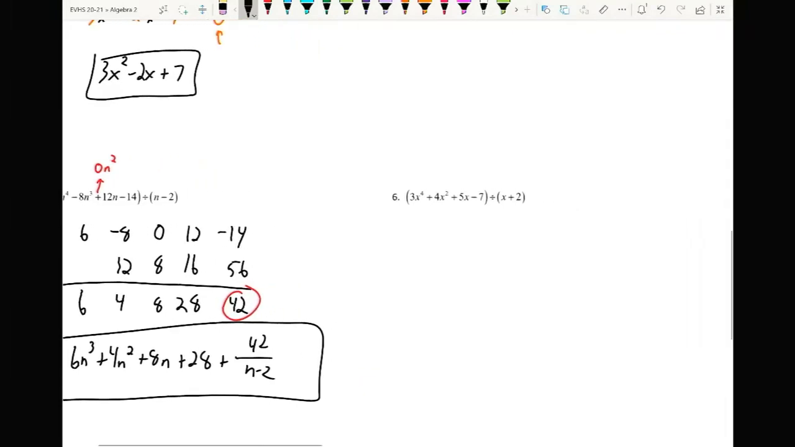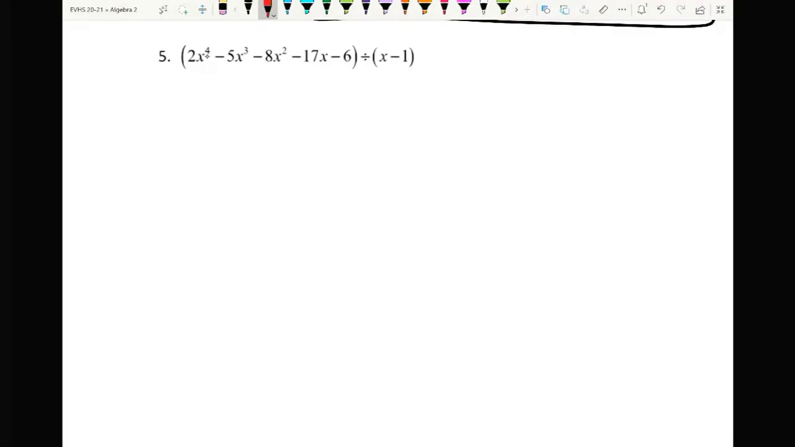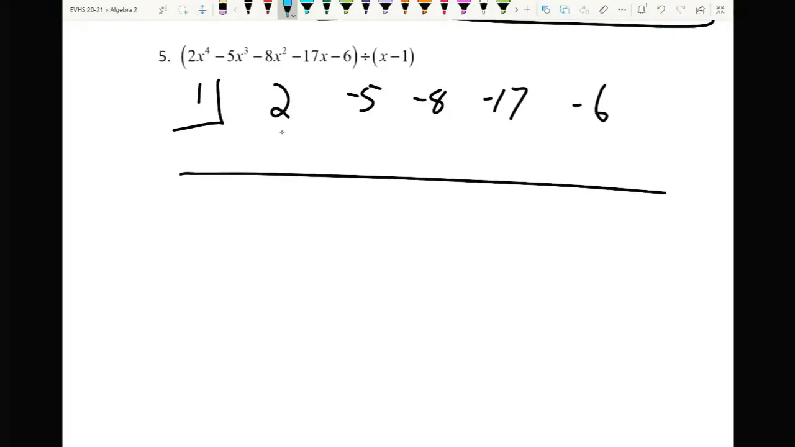All right, number 5. Let's see if we need any missing pieces. 4th, 3rd, 2nd, 1st, constant. We're good. We're set up properly. So we're going to change that negative 1 to a positive 1. Write our coefficients: 2, negative 5, negative 8, negative 17, negative 6. Add down gives me 2. Multiply up gives me 2. Negative 5 plus 2 is negative 3. 1 times negative 3 is negative 3. Add that in and we get negative 11. Times 1 is negative 11. Add that, we get negative 28.